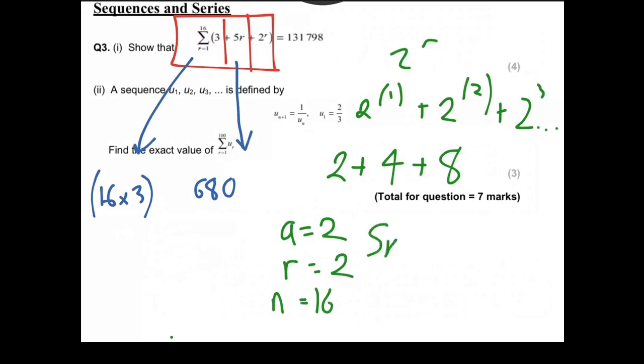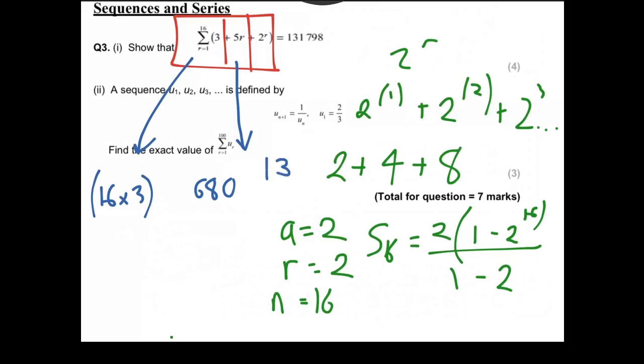So to work out the sum for the 16 terms, we use our sum equation, 1 minus r to the n over 1 minus r, with r equal to 2. So if we work out that one, which gives me a big number, 131,070.